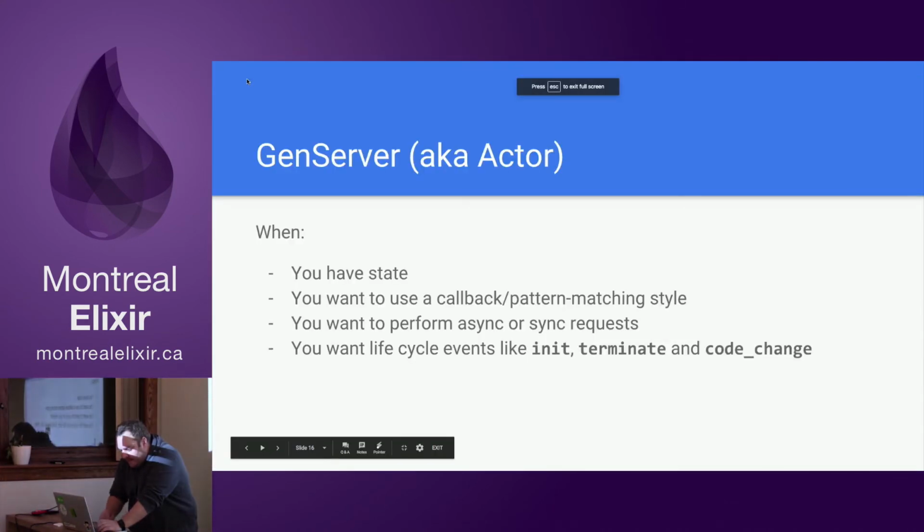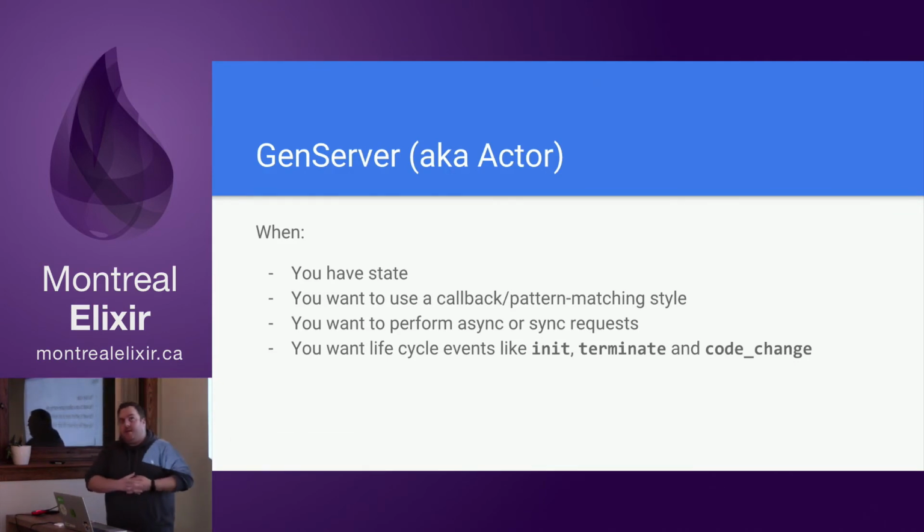Ready? All right. So at some point, I showed you guys how to use an agent, but at some point there are some things an agent can't do. An agent is great for simple state, like we were just using a dictionary. But there are some situations where you want better life cycle control. For example, you want to be notified if the code version changes, or you want to be notified when, let's say, another process that you're monitoring failed, right? So you can't use an agent to do that.